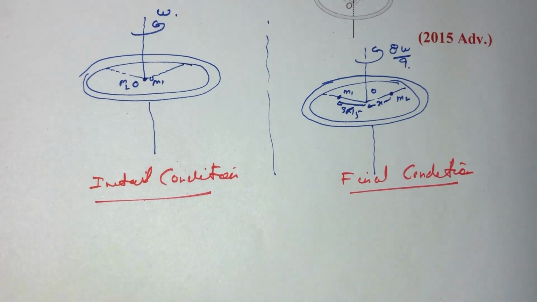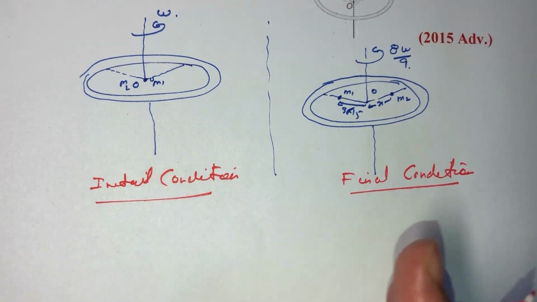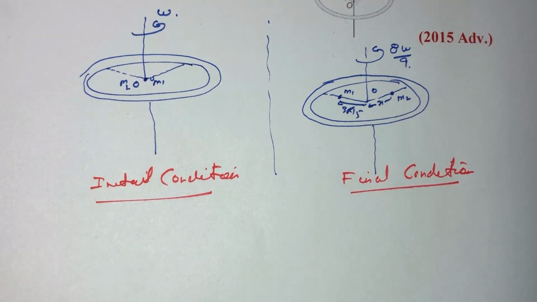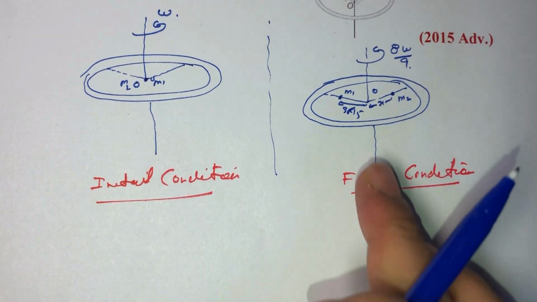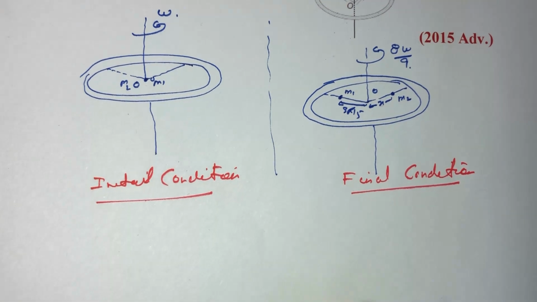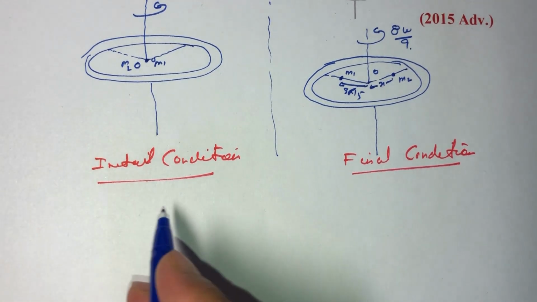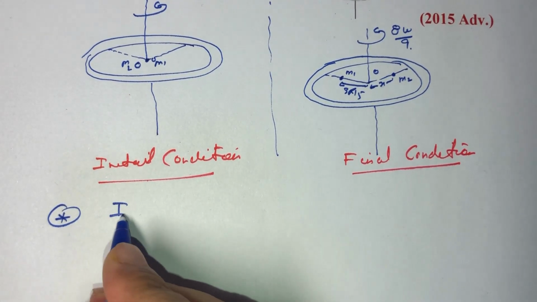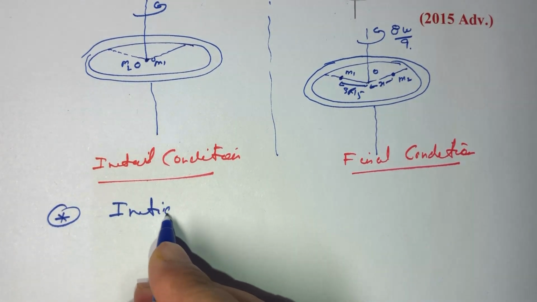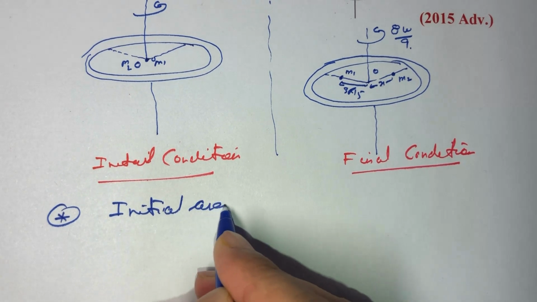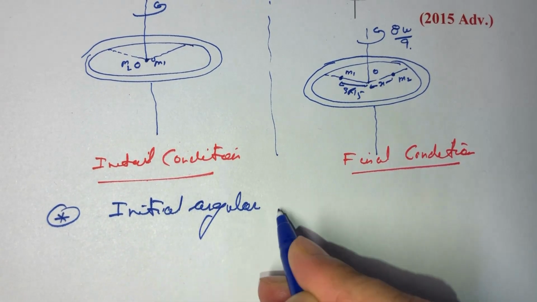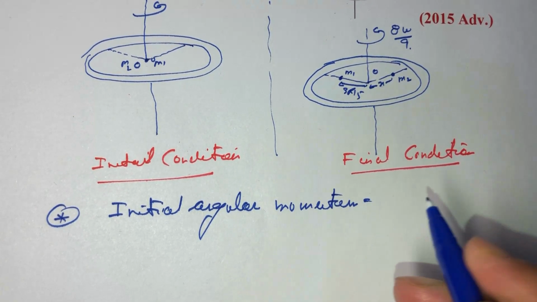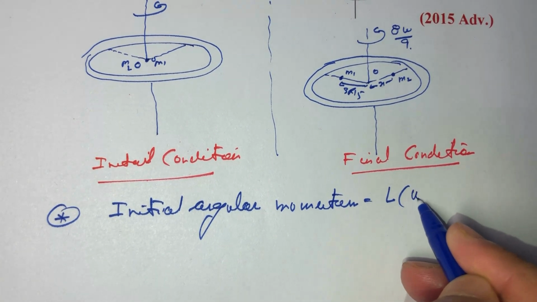So we are going to find out the initial angular momentum and the final angular momentum, and using the conservation of angular momentum, equate them and find out what will be the value of x. Okay. So let us solve it. So we say initial angular momentum, let us call it L initial.